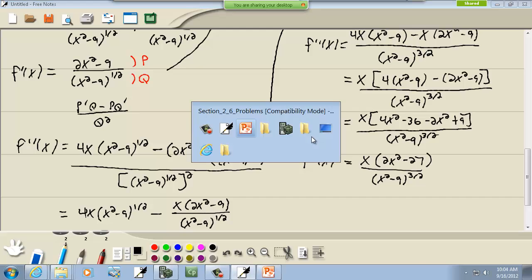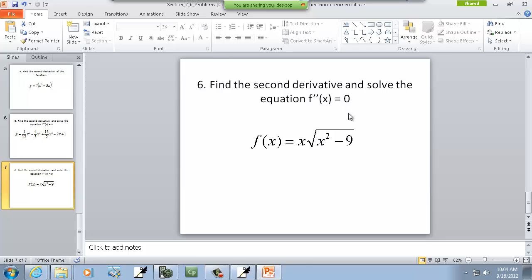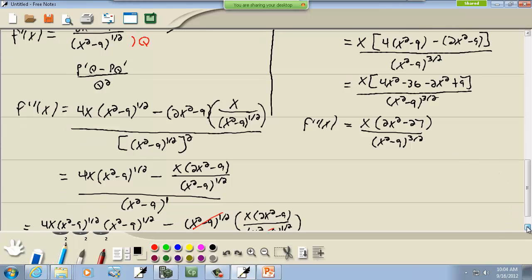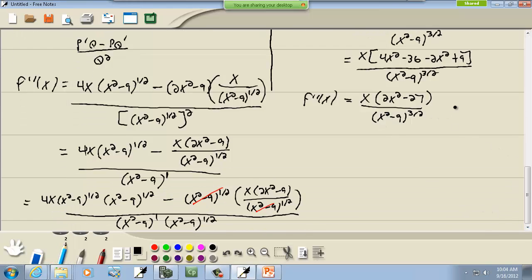Well, second thing we need to do, set it equal to 0 and solve it. Now, the neat part about this is when you got a fraction and you set it equal to 0, if you multiply both sides by this denominator, that denominator disappears. So basically, we just have the top part equal to 0. So we have x times 2x squared minus 27 equal to 0. This is already factored, so I can set each factor equal to 0. Set x equal to 0, and that one's done. And 2x squared minus 27 equal to 0.